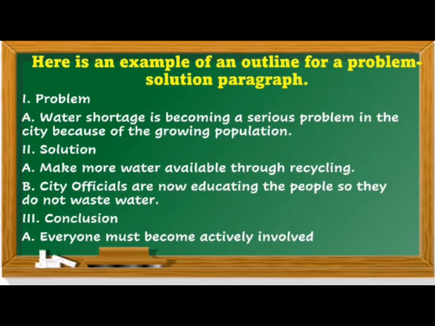So here's an example of an outline for a problem-solution paragraph. If you are going to plan or write a paragraph, you can do the outline like this so that you can organize your ideas. For example, Roman numeral number 1 is the problem, and under it is the statement of the problem. Number 2, the solution, and the statements for the solution part. And number 3, the conclusion part. Okay?